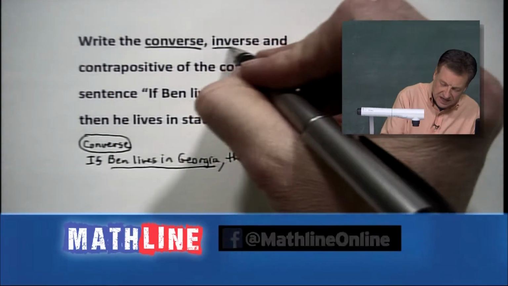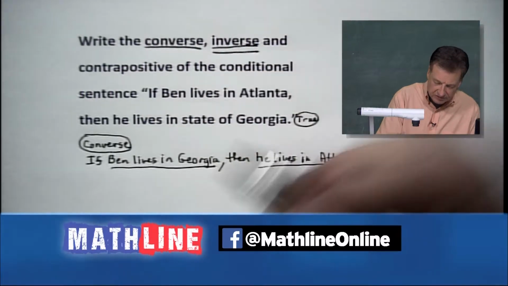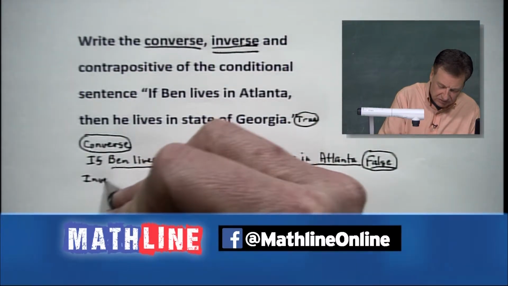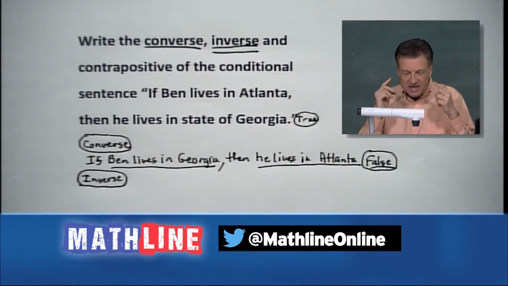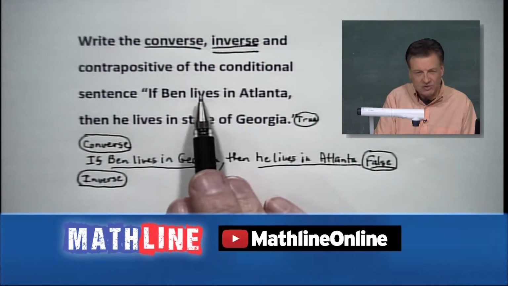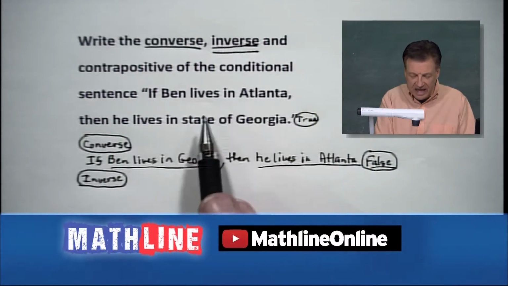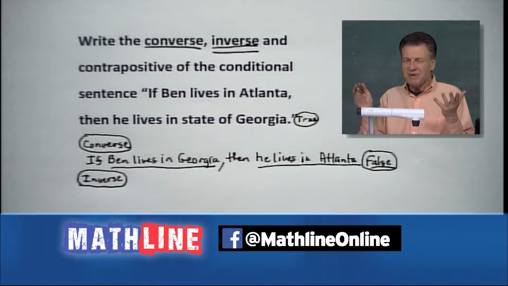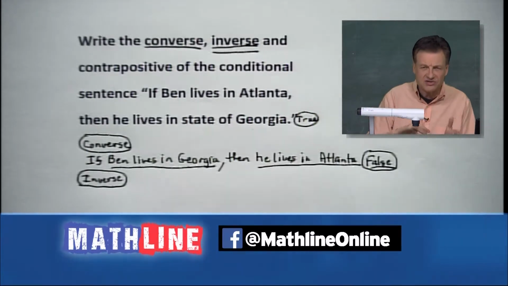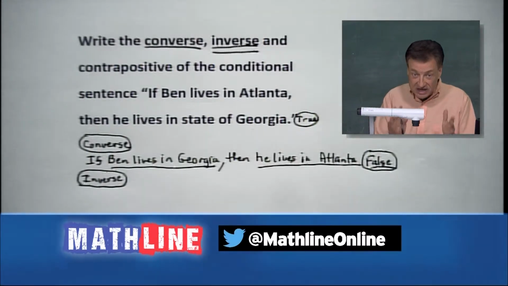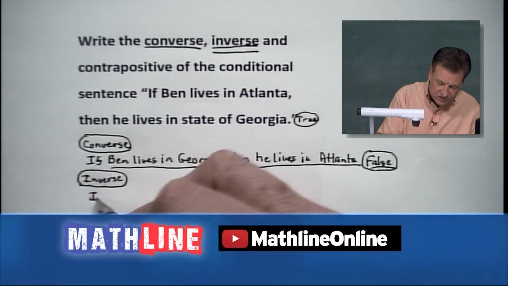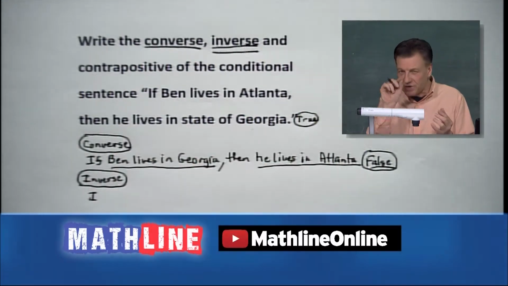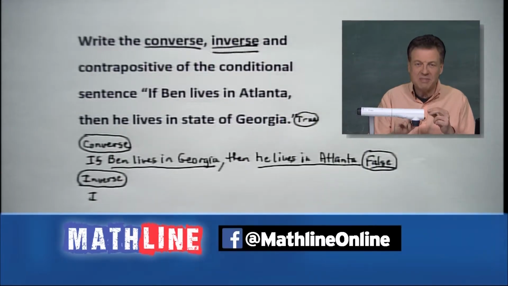Let's talk about this little guy called the inverse. What does it do? Well, it sounds like we want some opposites to happen. Go back to the original conditional sentence. Ben living in Atlanta and living in the state of Georgia are positive statements. By positive, I mean they're not saying not, he doesn't. He does live there, all right? So what we're going to do with the inverse is go back to the original hypothesis and make it the opposite. In this case, it's going to have a not involved in it.